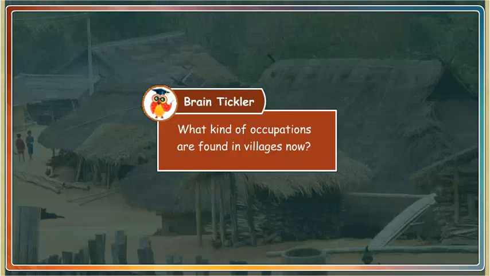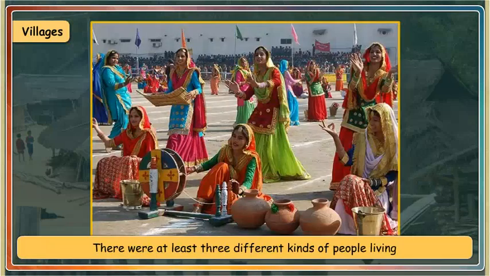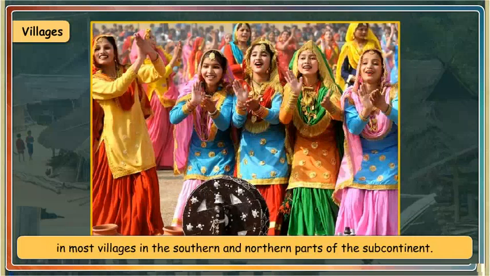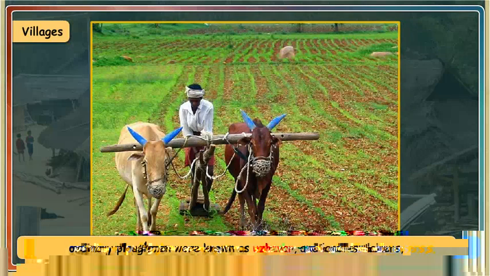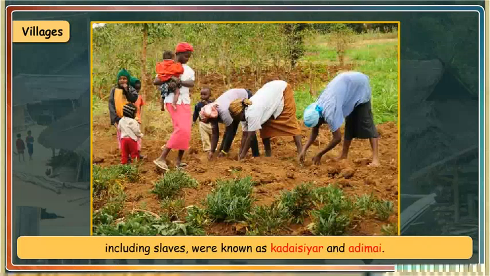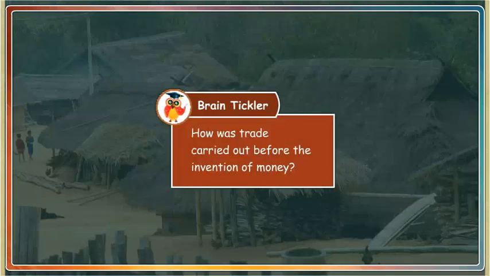Brain tickler. What kind of occupations are found in villages now? Villages. There were at least 3 different kinds of people living in most villages in the southern and northern parts of the subcontinent. Large landowners were known as velalar, ordinary plowmen were known as uzhavar, and landless laborers, including slaves, were known as kadasiar and adimai. Brain tickler. How was trade carried out before the invention of money?